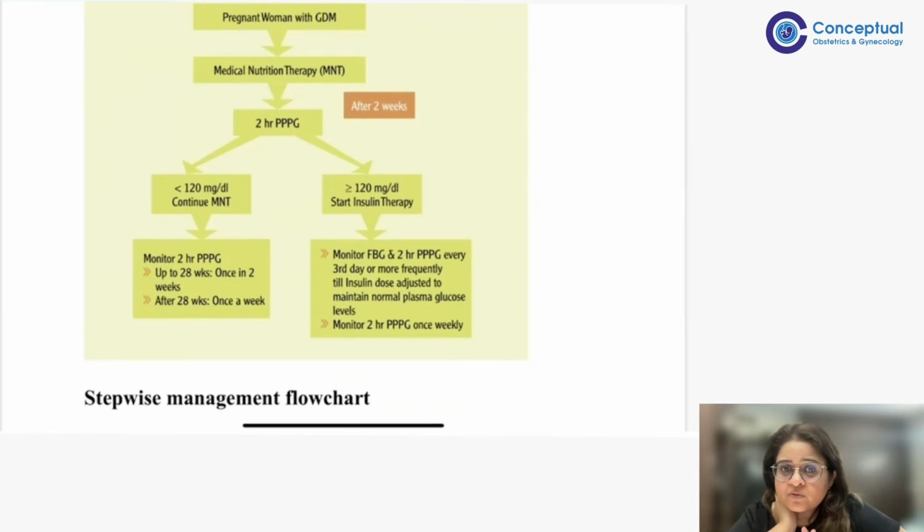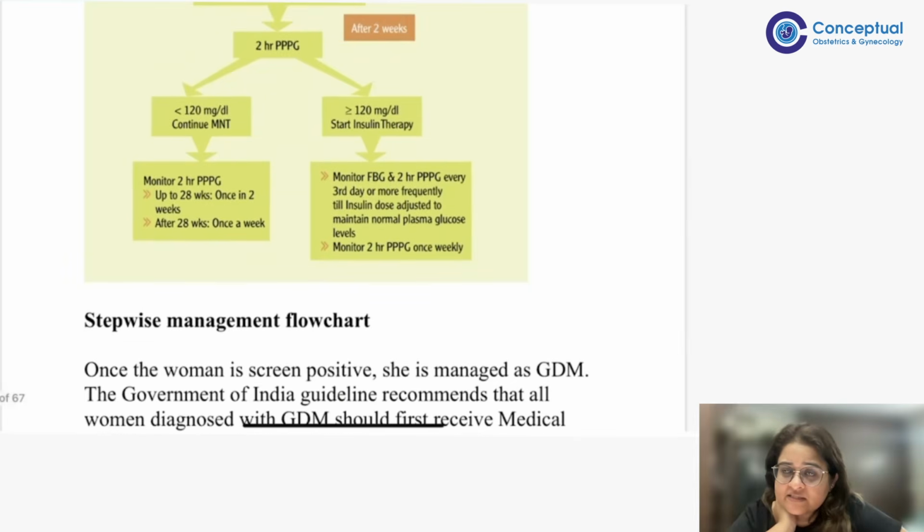After 2 weeks, we do a 2-hour postprandial plasma glucose. PPG is postprandial plasma glucose. If it is less than 120, we are fine. We continue with the MNT, but every 2 weeks she has to check her glucose levels, up to 28 weeks. And after 28 weeks, she has to check her glucose levels every week. A postprandial glucose level has to be done.